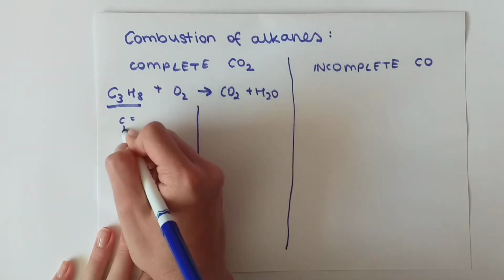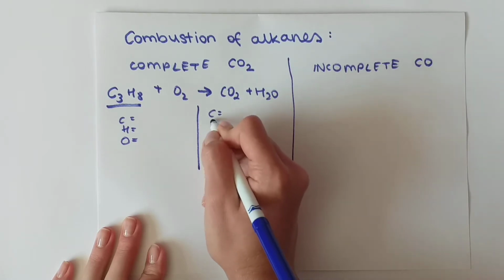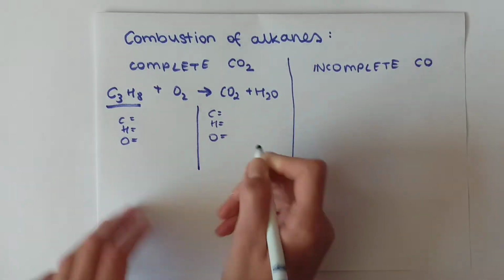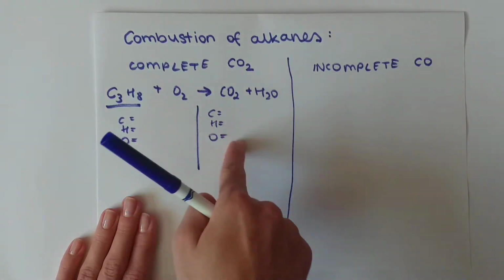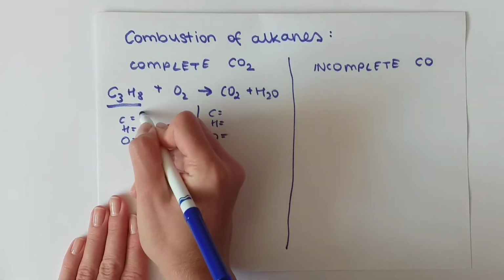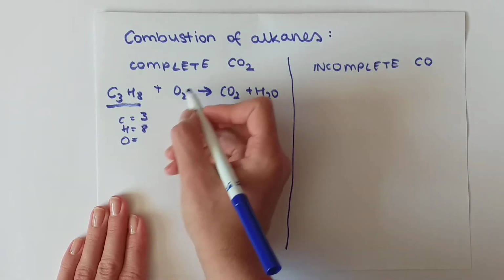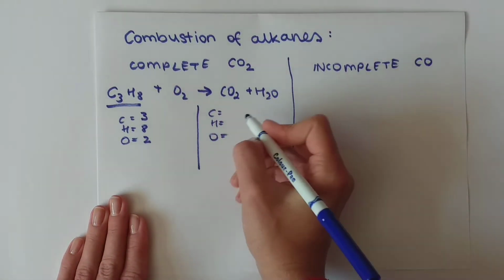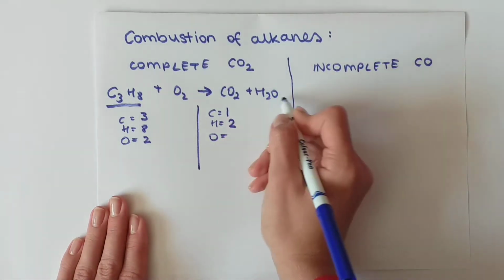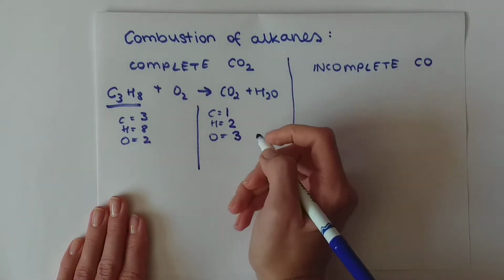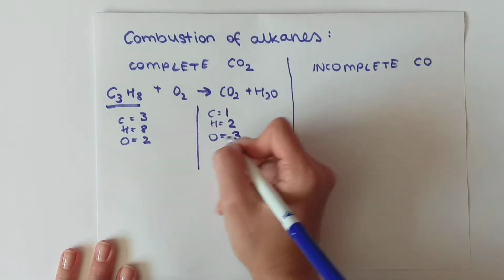I always write all the elements on the left-hand side and all the elements on the right-hand side. They're going to be the same on both sides, and I count the initial number of each of them on both sides. So we have 3 carbons on this side, 8 hydrogens and 2 oxygens. On this side, we have only 1 carbon, 2 hydrogens, and 3 oxygens. So the next thing you want to do is try to balance them.